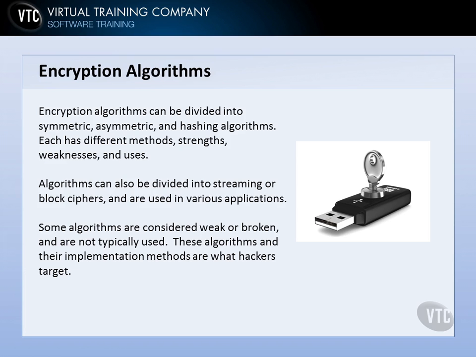Algorithms, as we know, can also be divided into streaming or block ciphers, and they're used in various applications as well. Now, some of the algorithms that we'll talk about are considered to be weak or broken, or may just not be typically used because they've been replaced by stronger algorithms. You still may need to know them for the exam so that you'll know which ones you shouldn't use, or if you're a hacker, which ones you would be best to target. So in some cases, algorithms are actually very strong, but their implementation method is weak. Maybe it's a good algorithm, but it was not implemented in the system properly. So hackers will target that as well.